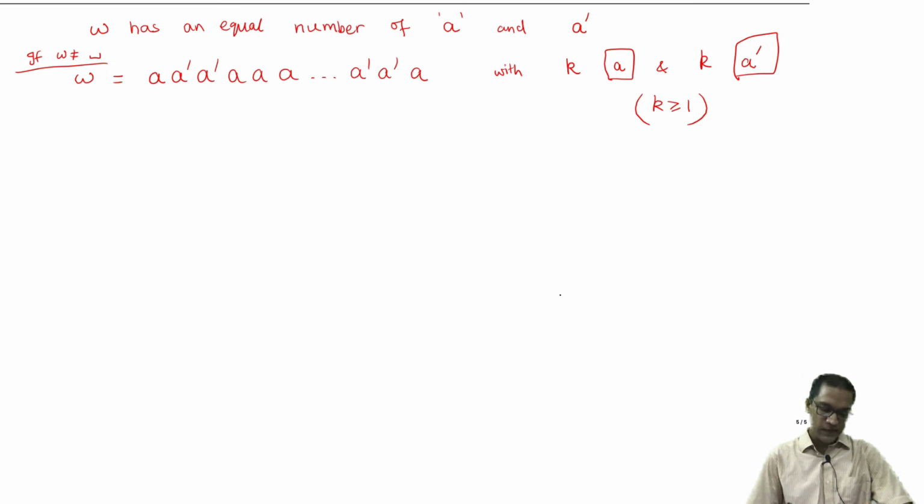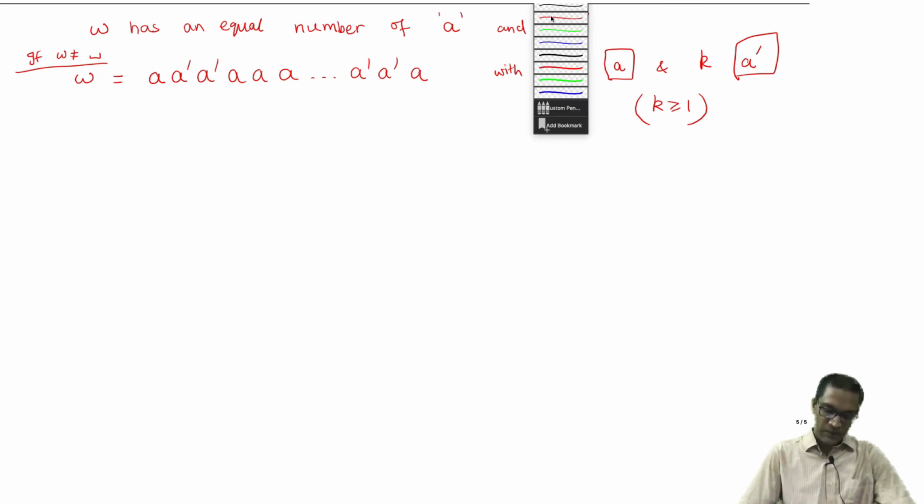Okay. One way of saying it is, you scan the word from left to right, you look at the first letter. If it's an a, then at some point you must get to an a prime, right? So, the place where it transitions from a to a prime, that place will have a subword of the form a a prime. Okay. So, you pick the a and a prime coming next to each other. It could be a a prime or a prime a.